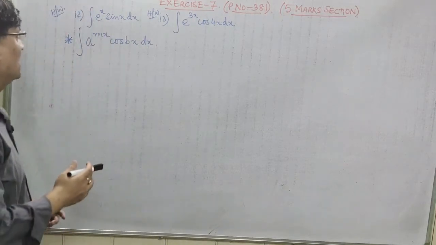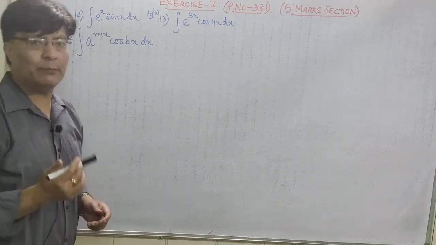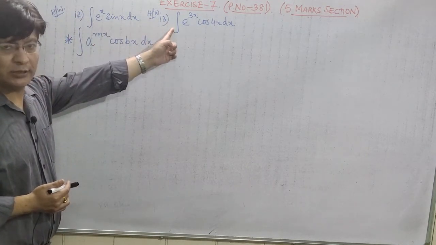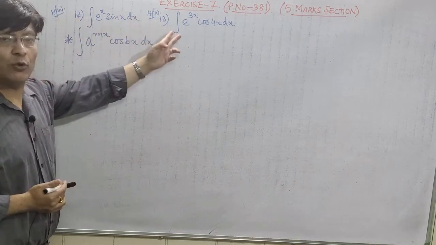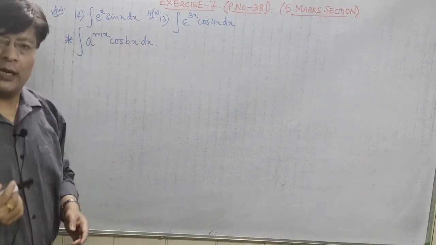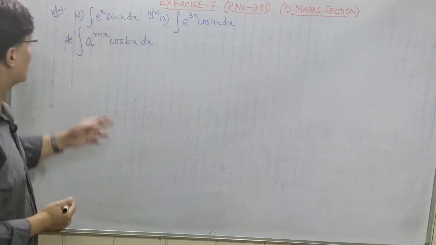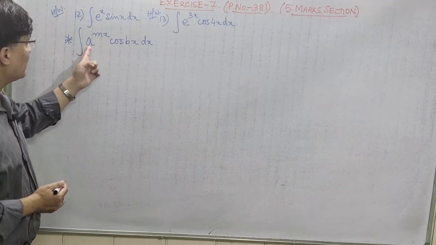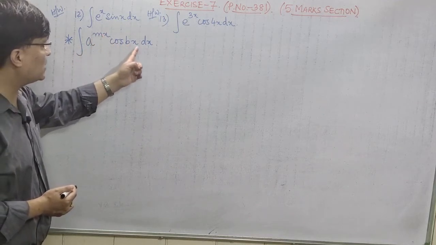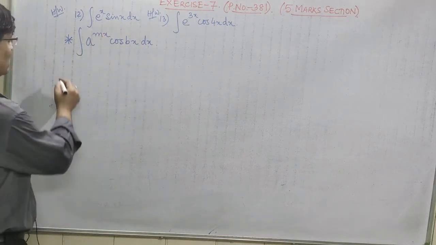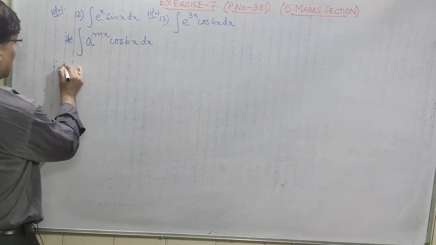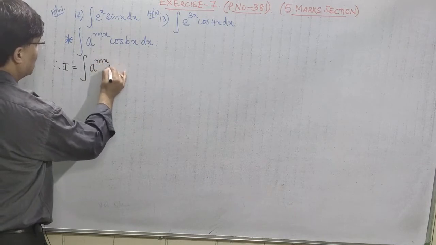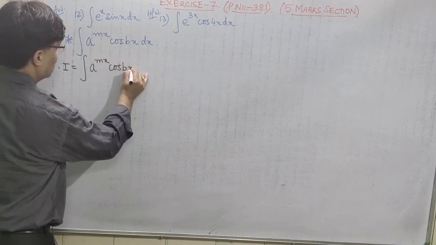So now, similarly, with the help of previous problems, you can do question number 12 and question number 13. These two problems are your homework, right? So now let's do this type of problem: integration of a to the power mx cos bx dx. So here also let us write I is equal to integration of a to the power mx cos bx dx.